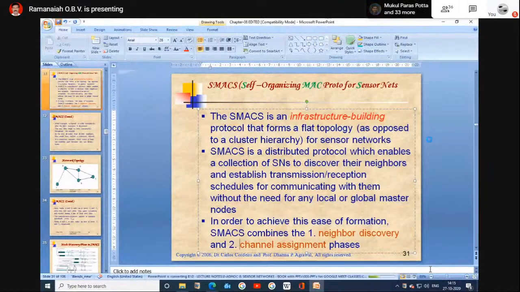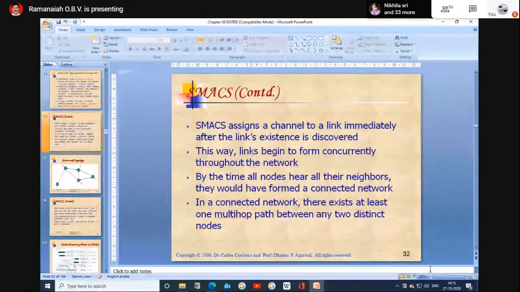Right? So this is the introductory part. Now we shall continue. It assigns a channel to the link immediately after the link's existence is discovered. What does it mean? A node A detects its neighbor B, right? Then, because it is a neighbor, a channel is to be assigned. And that channel, right, that is the second phase. So they agree upon a channel and a schedule. Right, links begin this way.